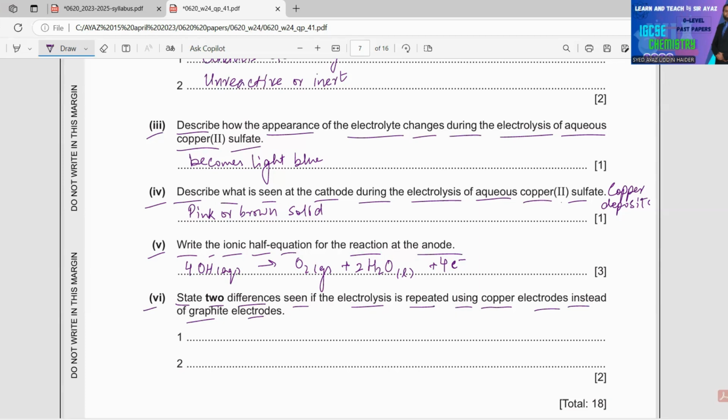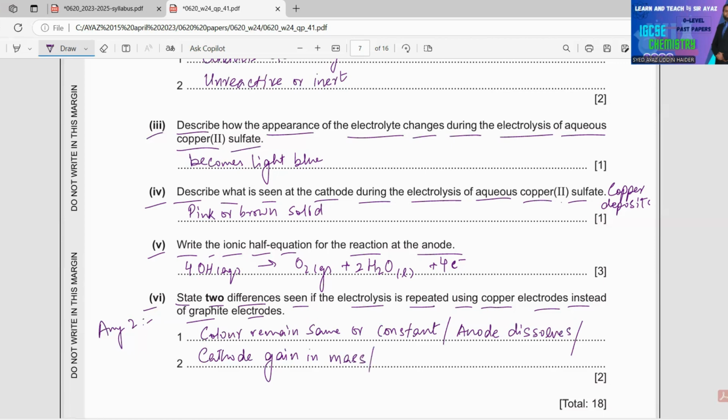Because at the cathode, the copper ions will deposit as copper. And in order to compensate the loss of copper 2 plus ions in the solution, the copper anode dissolves. That's why the color remains same. So we'll write any two from these. Color remains same or constant. Anode dissolves. Cathode gains in mass, or no bubbles at the anode.